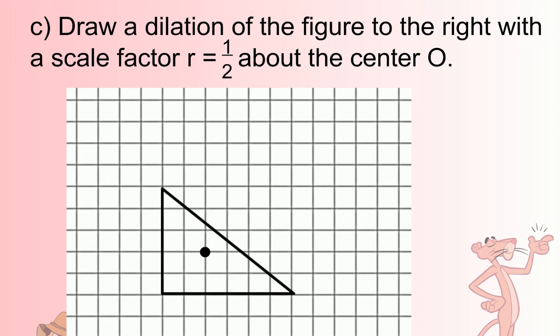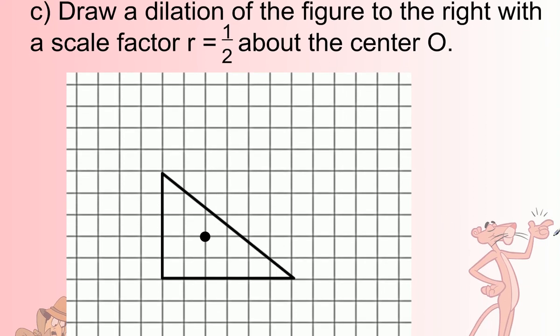And letter C here. Letter C would like us to draw a dilation of the figure to the right, now mine's below, with a scale factor of r equals 1/2 about center O. And that is this point here. This is point O. So we want to draw a dilation of that with a scale factor of 1/2. Now, there's some ways that I've thought about doing this that I think might be useful tricks. I don't know how easy they are to explain, but I'll try.